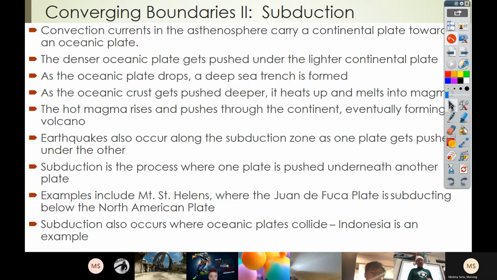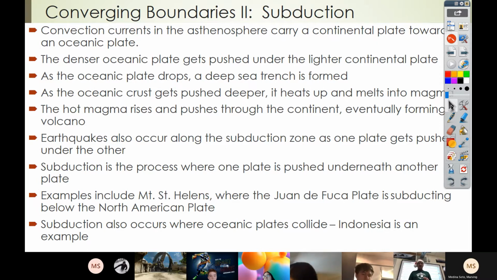Okay? So, just to review, convection currents in the asthenosphere, that's the lower mantle, carry a continental plate towards an oceanic plate. The denser oceanic plate gets pushed under the lighter continental plate. As the oceanic plate drops, a deep sea trench is formed. As the oceanic crust gets pushed deeper, it heats up and melts into magma. The hot magma rises and pushes through the continent, eventually forming a volcano, or it pushes its way through another piece of ocean crust and makes a volcanic island arc.